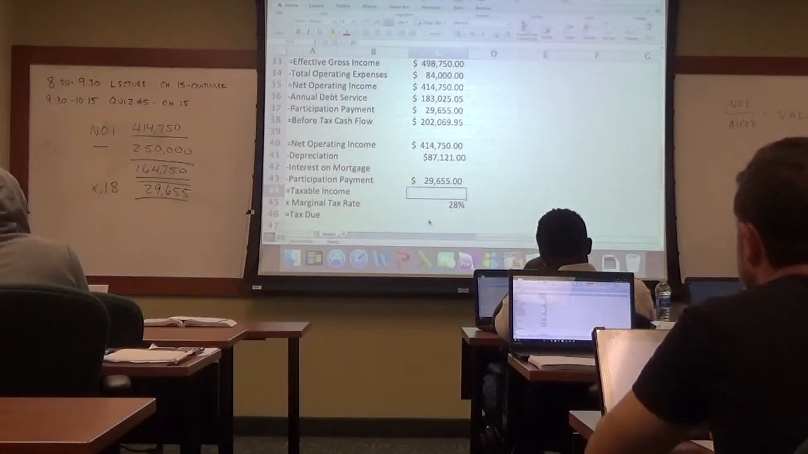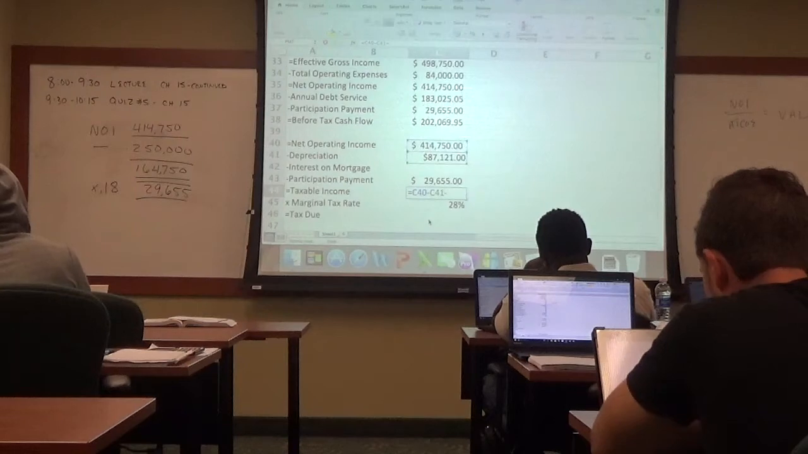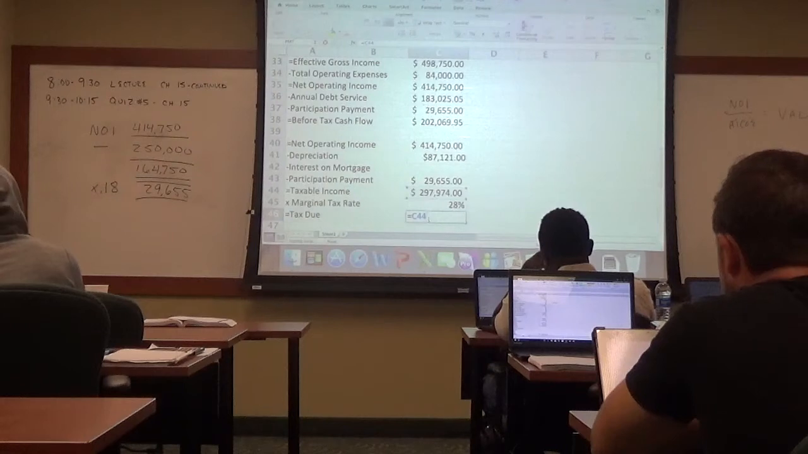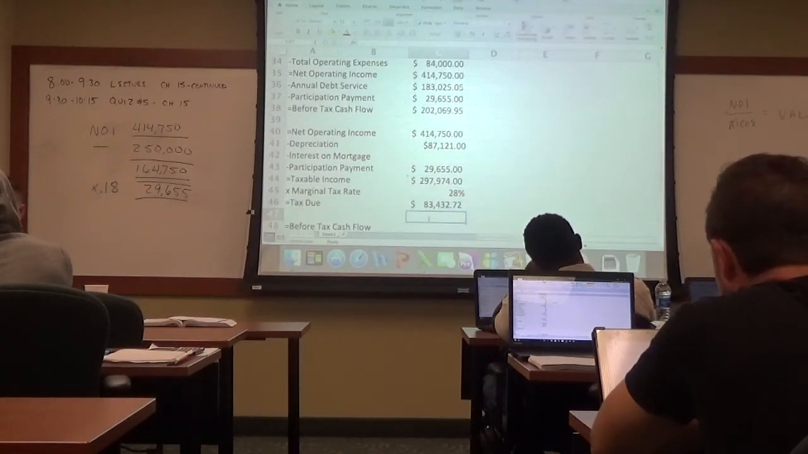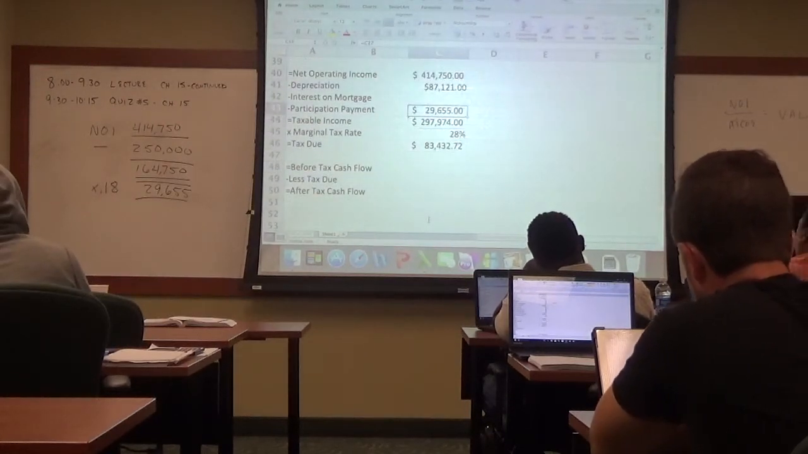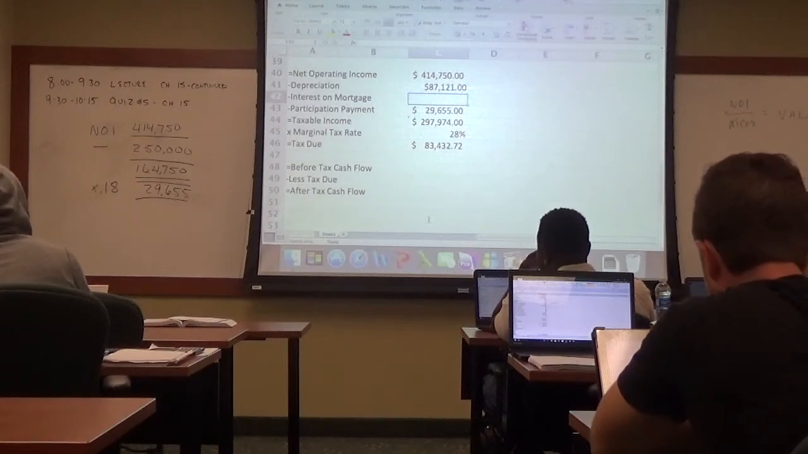All right, so for our taxable income, we are net operating income minus our depreciation minus our interest on our mortgage minus our participation payment. And then our tax due is simply going to be our taxable income times our tax rate. Okay. And those numbers aren't going to match up to the sheet because we haven't put in our interest on our mortgage yet. Okay.